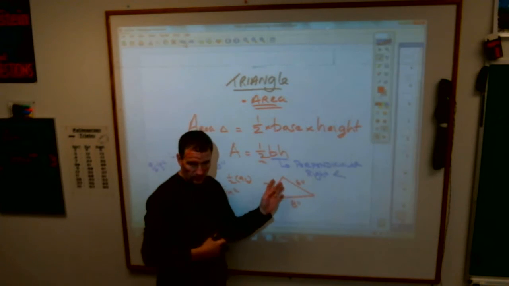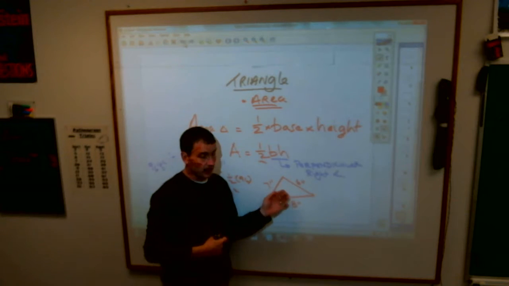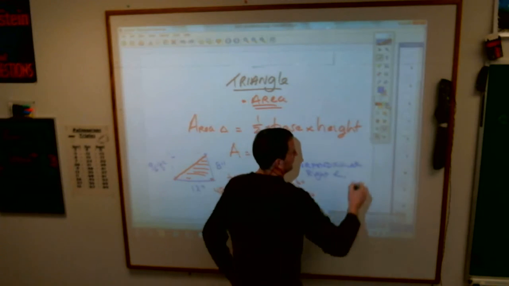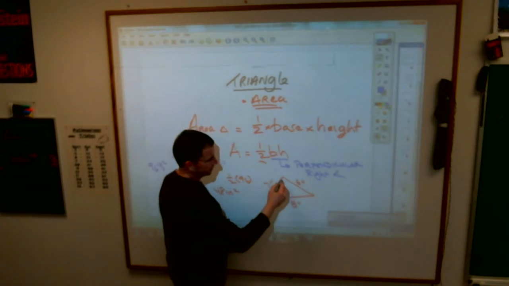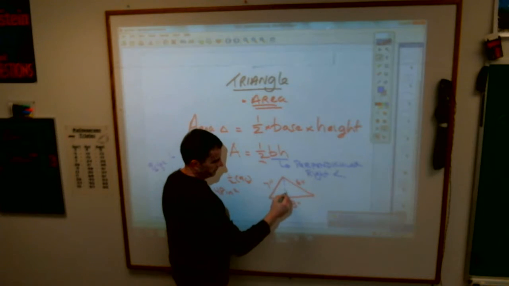You can't find the area of this until the book gives you something like this. They will draw a dashed line, and they'll put a little corner on it, and they'll say, oh, that's 5 inches there.